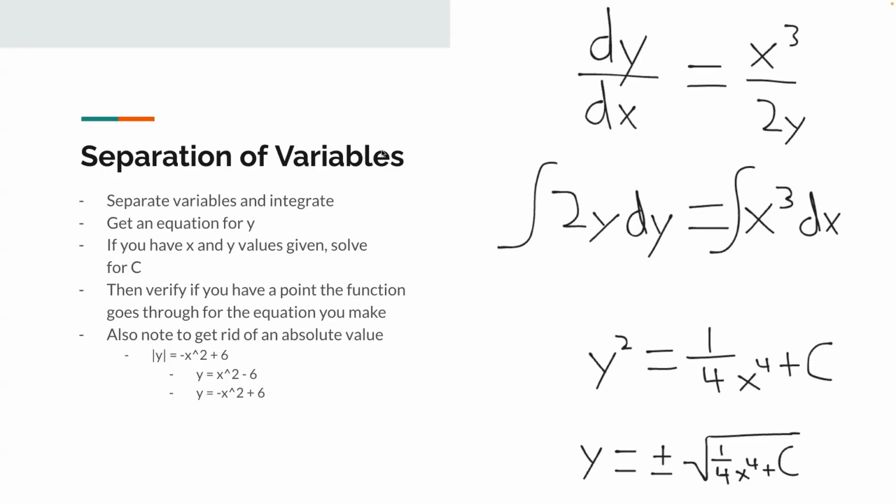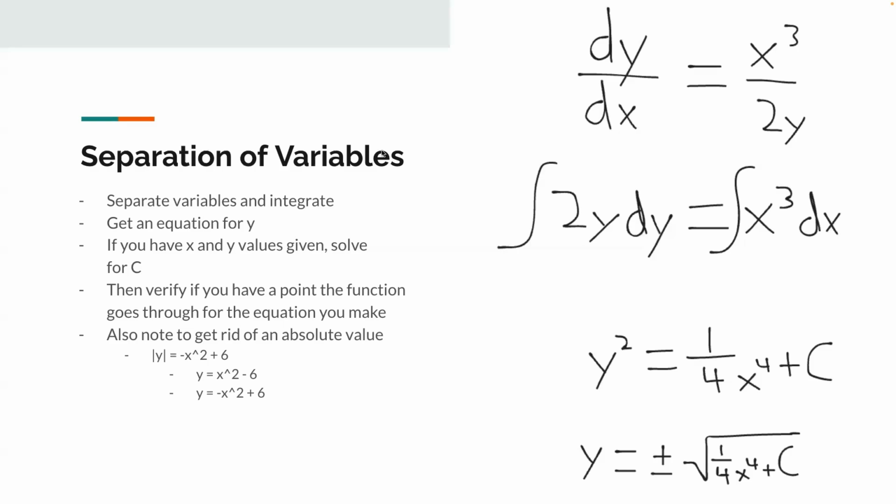Also, note, if we get rid of an absolute value, we have to consider both cases. Let's say here I have an example, absolute value of y is equal to minus x squared plus 6. Then the two cases are y is equal to x squared minus 6 or minus x squared plus 6. We need to consider both of the cases and see which one works.